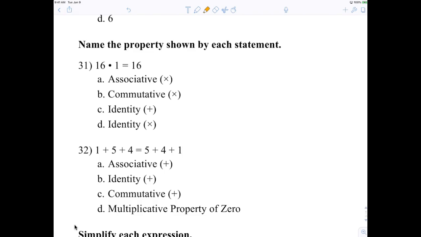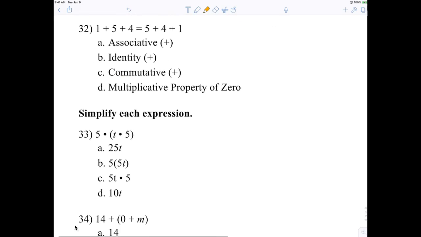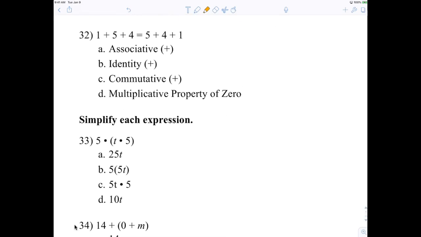All right. What is it? It is D. Definitely the identity of multiplication. Are we okay with that? And then 32. Hopefully you're paying attention. We know that is the, tell me. Yes, I'm happy with you. Commutative property, because they're out of order. Everybody okay with that?